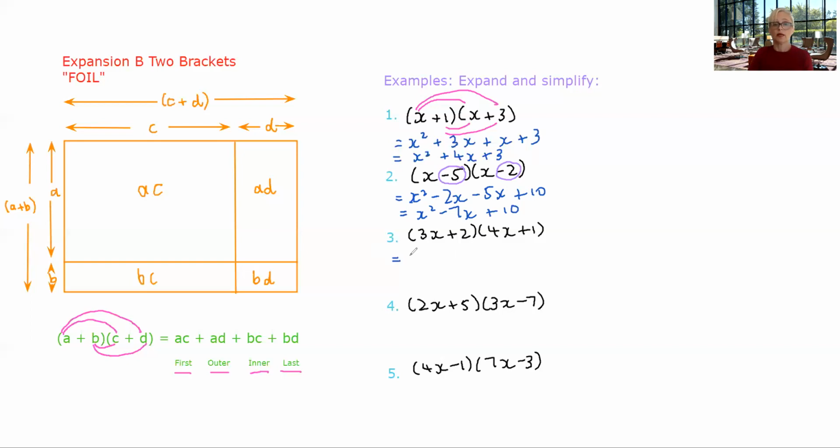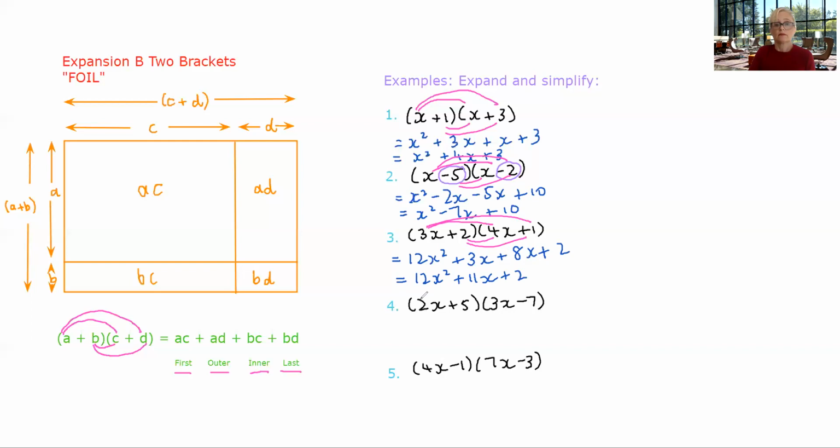Okay, next one. 3x times 4x is 12x squared. Let's do our little arrows here. So we've got 3x times 1 is 3x. 2 times 4x is 8x. And 2 times 1 is 2. Again, the only terms that are like here are the x terms, so we put them together. 3x plus 8x is 11x.